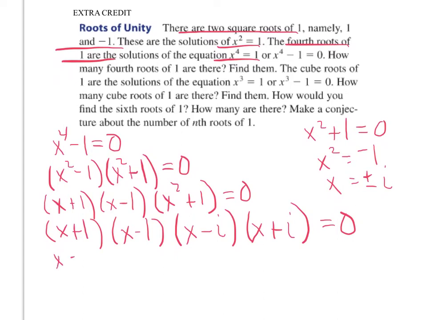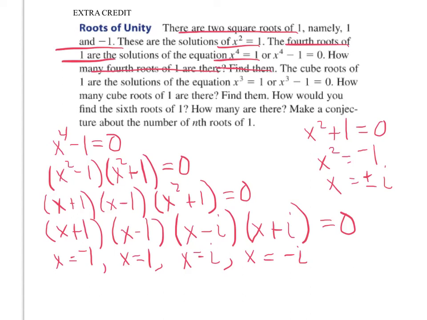This gives us the 0, negative 1. This factor gives us the 0, 1, which we already knew were fourth roots of 1 because negative 1 to the fourth power equals 1 and 1 to the fourth power equals 1. But now in the complex numbers we see that we have two more fourth roots of 1, and those are i and negative i, because i to the fourth power is also 1 and negative i to the fourth power is also 1. So we have four fourth roots of 1 and we have found them.